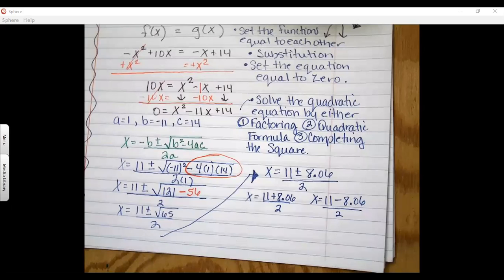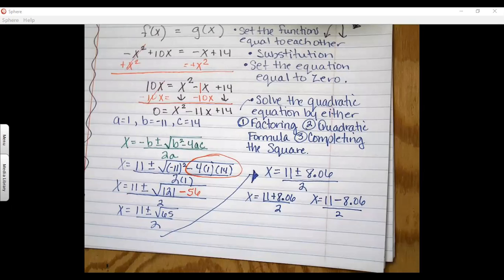Now, I told y'all this the other day. If you put in your calculator 11 plus 8.06 divided by 2, it's going to calculate 8.06 divided by 2 first, and then add 11 to that. It's just doing order of operations the way you entered it. When you have a fraction, I've got to simplify that numerator before I can divide by 2. So it's imperative that you do 11 plus 8.06 equals, and then divide by 2. If you put it all in at the same time, you're not going to get the right answer.